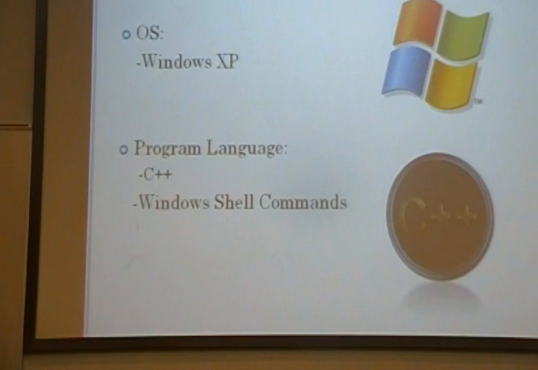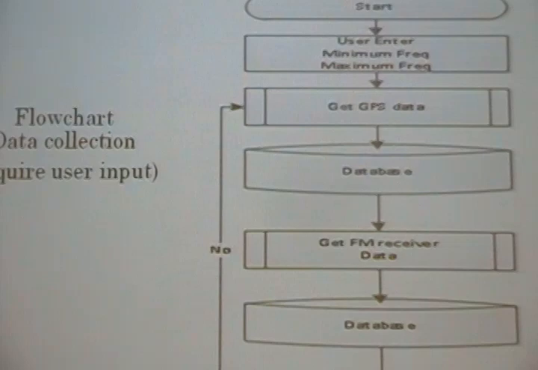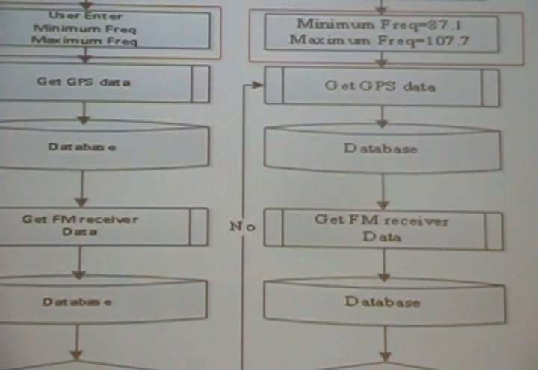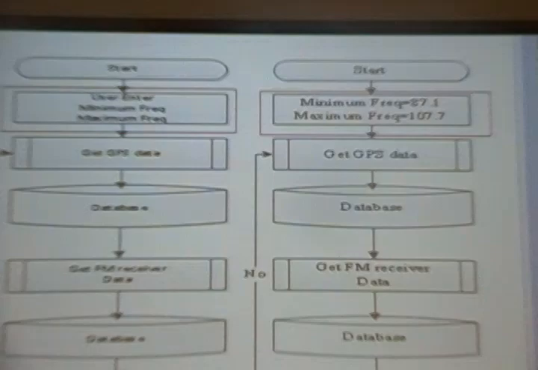This is a flowchart for our managed safe file. And we have another flowchart. This flowchart is for user required input. If we compare those two flowcharts, the only thing different is that here the user has to input a minimum frequency and a maximum, but in this one, the program will automatically set those two frequencies. So I'm going to talk in more detail about this flowchart.